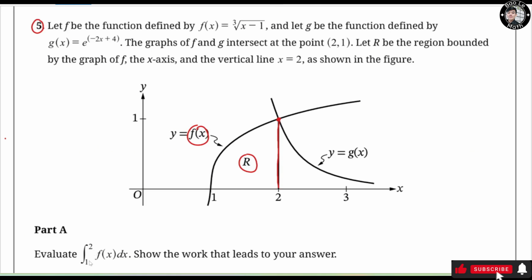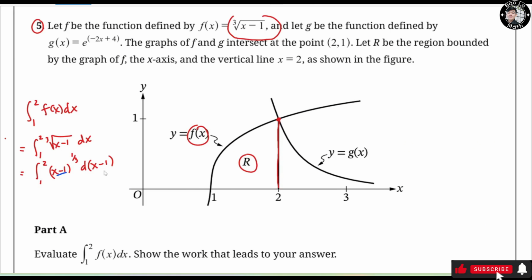Question A. Evaluate the integral from 1 to 2 of f of x dx. Basically, the integral from 1 to 2 of f of x dx is the integral from 1 to 2 of this guy right here. And it's going to be the integral from 1 to 2 of (x minus 1) raised to the 1/3 dx, right? Now dx, we can rewrite as d(x minus 1), right? So this guy and this guy agree.